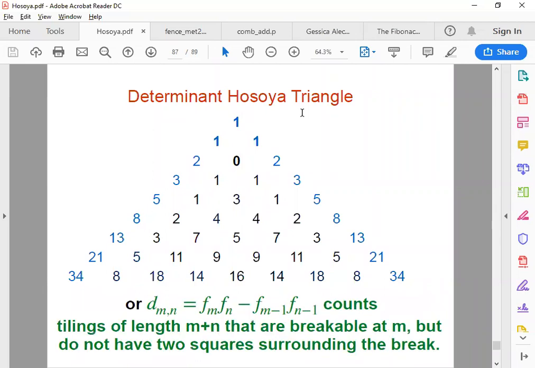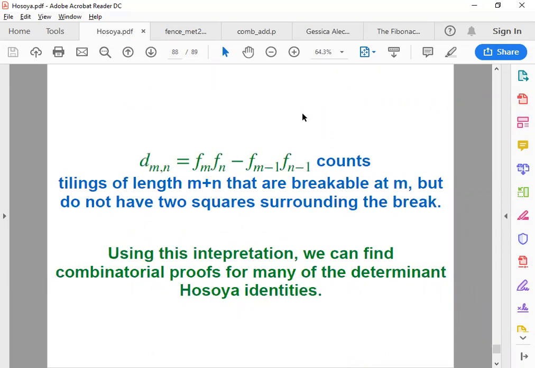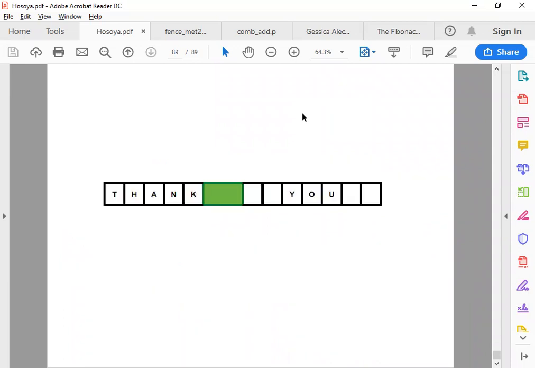And finally, what are these things counting? They're counting tilings of length m plus n that are breakable at m, but do not have 2 squares surrounding the break. And with that interpretation, we can find combinatorial proofs for many of the determinant Hosoya identities that we've seen before. And I'm at slide 89, so I'll stop here. Thank you very much.